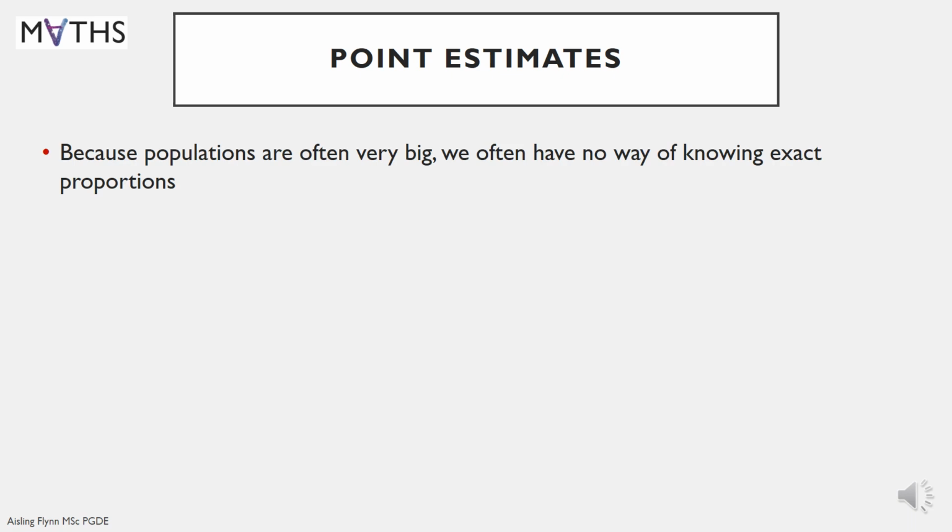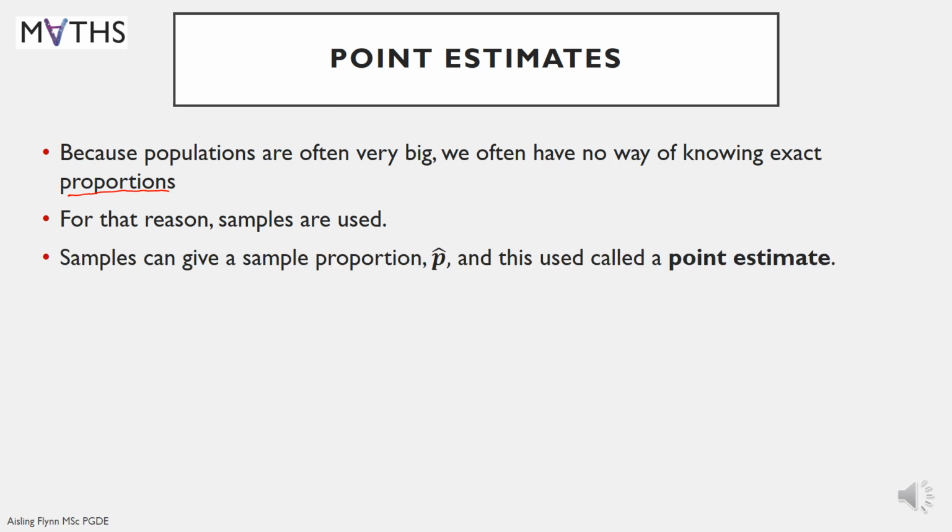Because populations are often very big, we often have no way of knowing exact proportions. So today in this video we're dealing with proportions, not means. So how much of the population will vote for candidate A, for example. It's a proportion, not a mean. For that reason, because we often cannot survey a full population, we use samples.